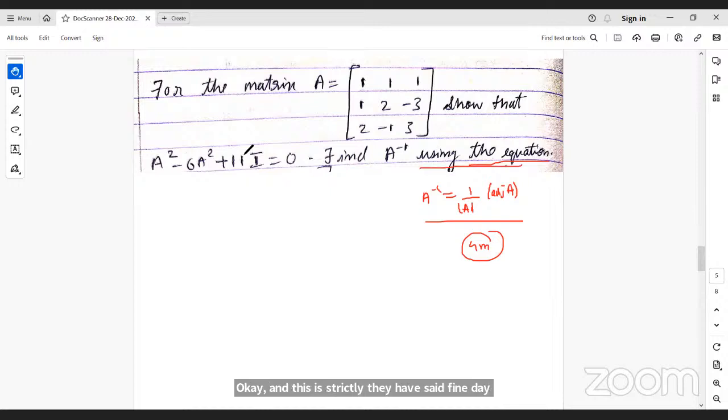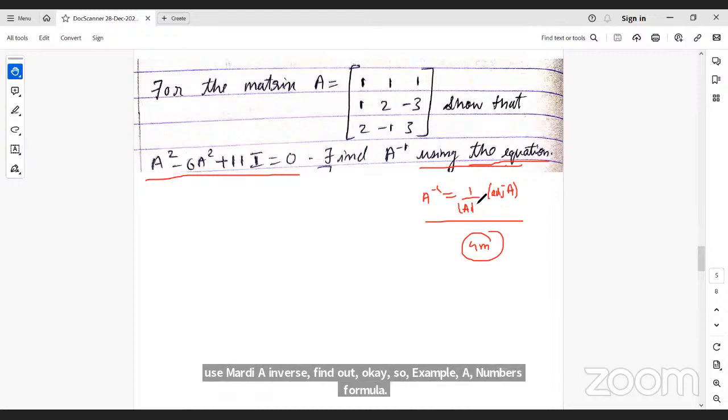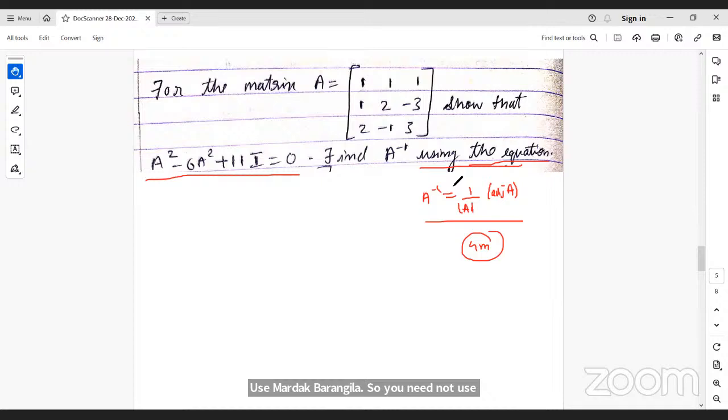Using the equation, whatever equation is given, we need to find A inverse using it. In this example, you cannot use the A inverse formula. So you need not use this. If you use this and find A inverse, then you will lose your 4 marks. Strictly they have mentioned find A inverse using the equation. Using the equation we need to calculate the value of A inverse.